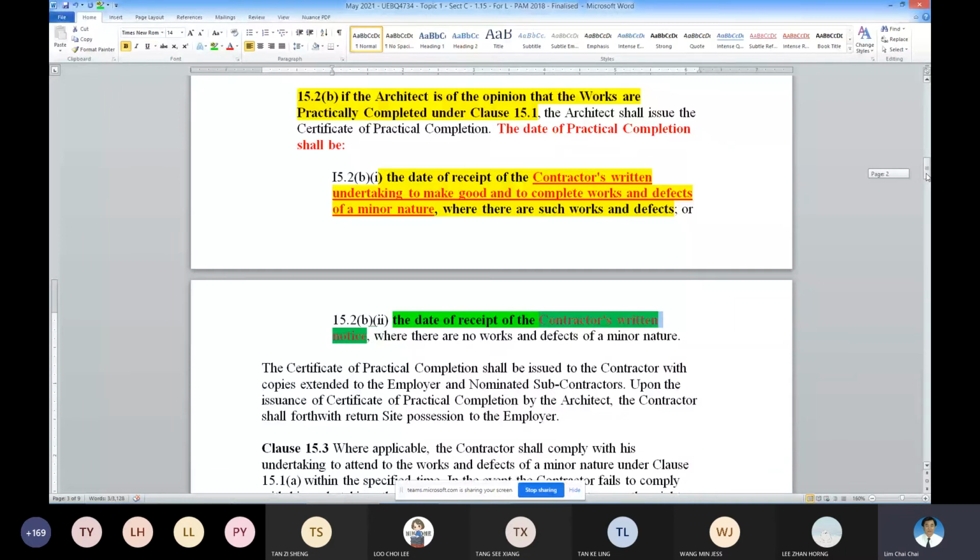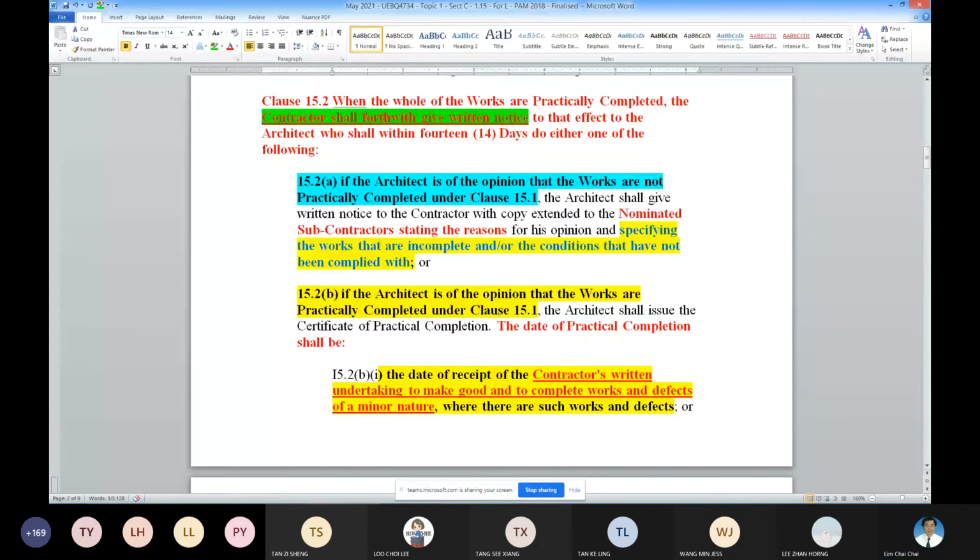15.2a. This is the date here. Opinion by the contractor. Okay. Sorry, no, 15.2. Give a written notice so that within 14 days, architect will go through. After going through, whether accept or reject. Okay. Reject is 15.2a. Will give you the reason. Okay. Accept is 15.2b. So this is how the CPC is issued and the process involved.